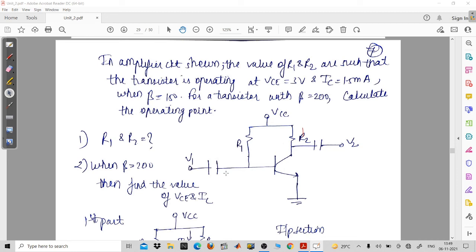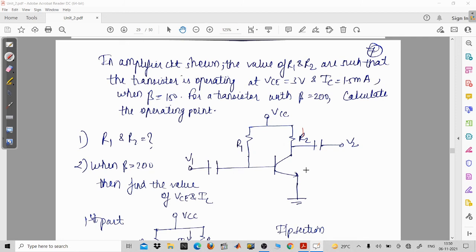So this coupling capacitor is normally used for amplification. Otherwise, your DC will enter into your circuit and it is going to offset your amplified signal, and you will not get the proper amplification. So if you are going to find the operating point, in that case you will have to do the DC analysis.